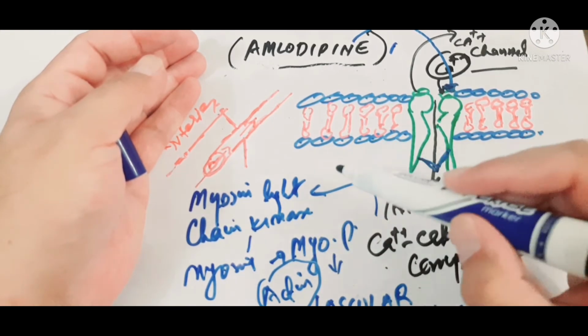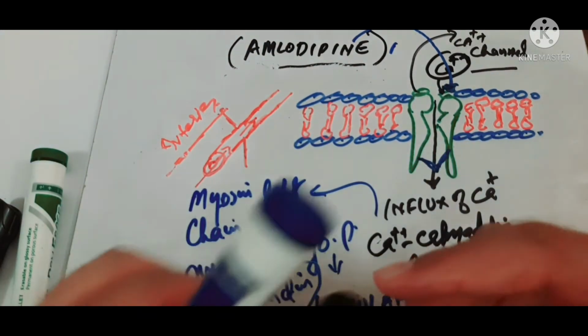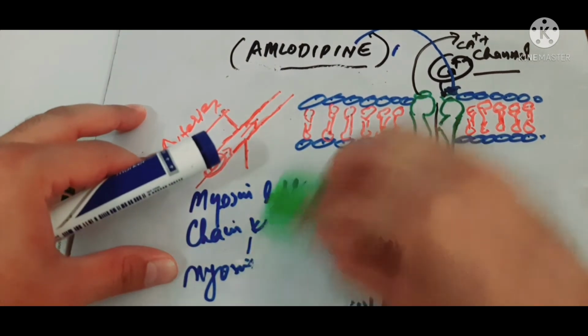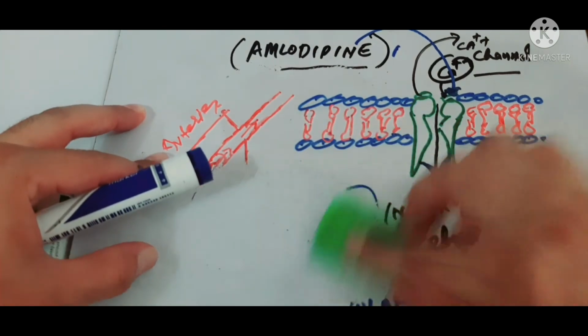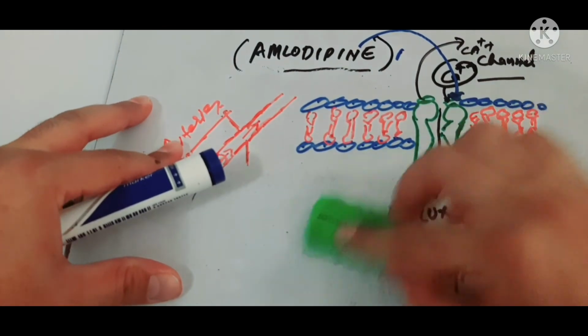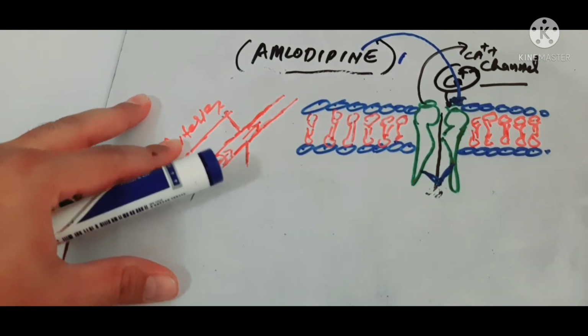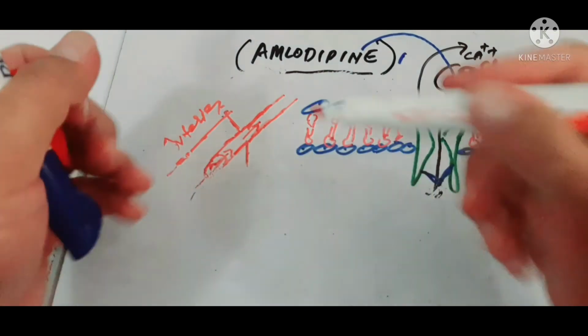Instead of the contraction, the blood vessel dilates, and when the blood vessel is dilated, what happens? We can imagine very easily that when the blood vessel is dilated, the blood pressure decreases because the velocity of the blood decreases inside the artery.